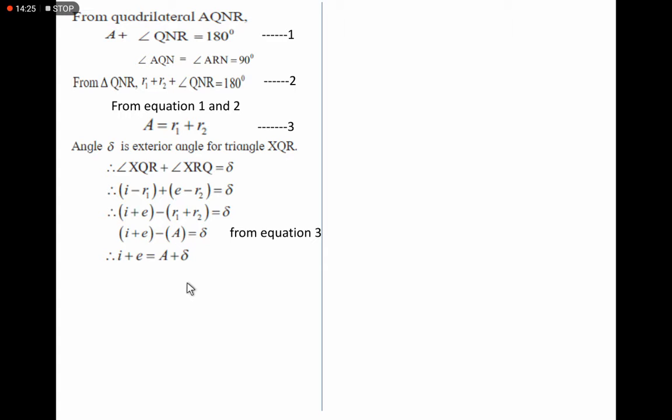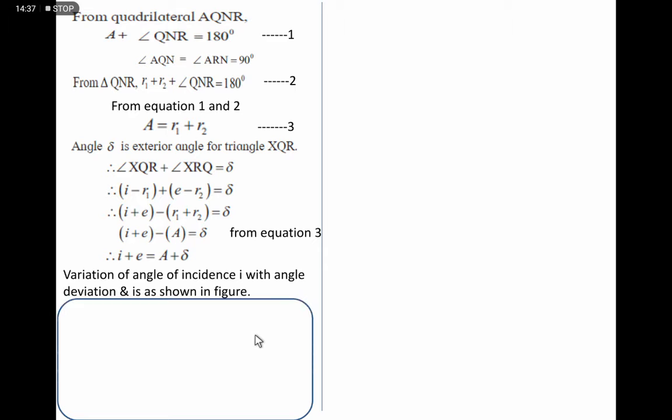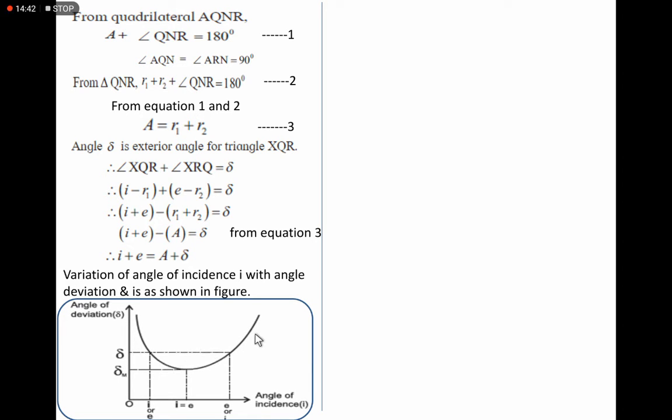This is the half derivation of the prism formula. Now the next part is related to the graph, and the graph is plotted with angle of incidence and angle of deviation. Here the angle of deviation is along the y-axis and the angle of incidence is along the x-axis. As the angle of incidence increases, the angle of deviation decreases.